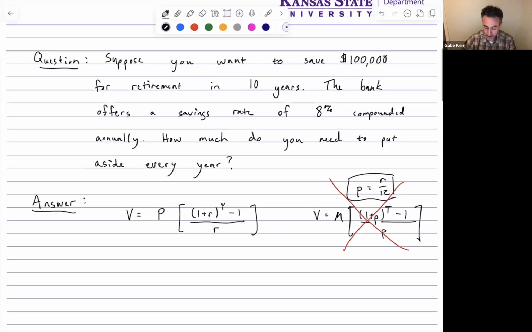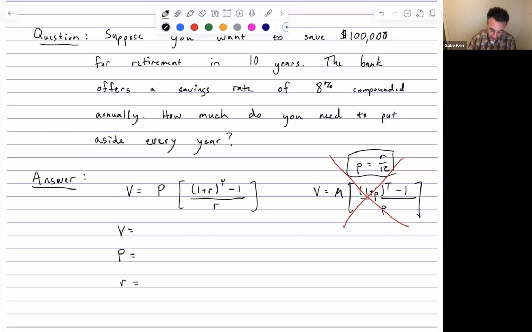The next thing to do is to say, okay, well, what is the question asking? And okay, it's asking what we want to put aside every year. But what, in terms of the variables in front of us, is it asking? So in order to answer that question, you'll need to identify these variables. So let's write them down. And again, this may require looking at the book a little bit, but each of these letters has a meaning, and we want to determine what the meaning is.